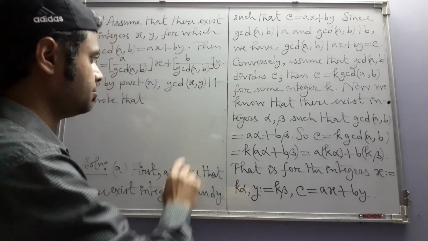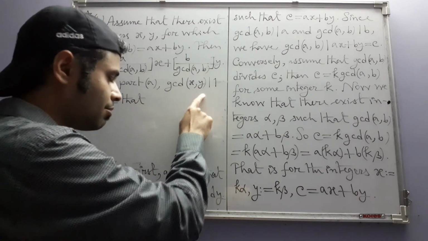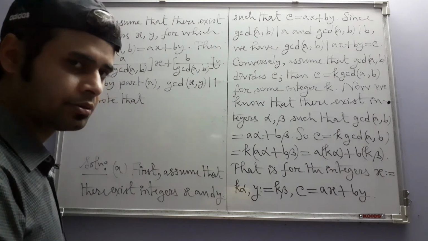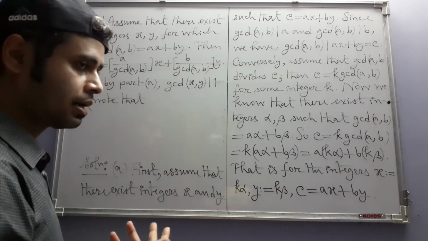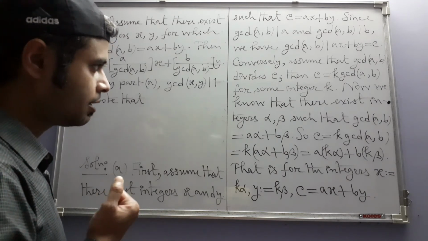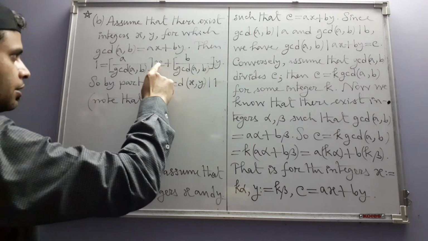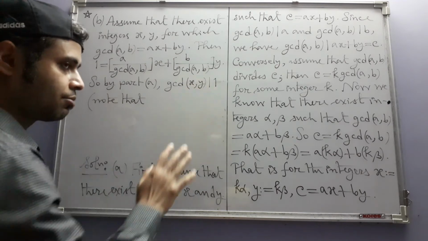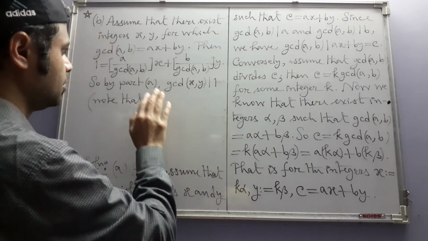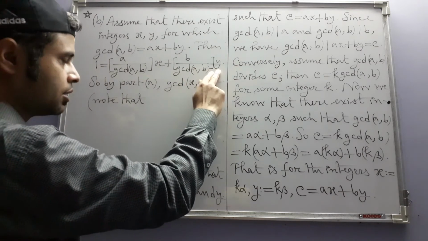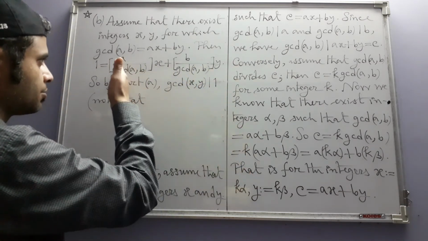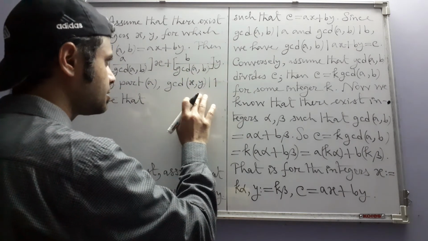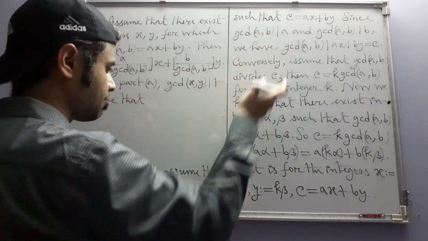However, there is one more thing. GCD of x and y will exist only when at least one of them is non-zero. If both of them are 0, then GCD does not exist. That, however, is not possible, because if both x and y are 0, then that is prevented by this equation. x and y both cannot be 0, because then the right hand side would be 0 and the left hand side is 1. So GCD exists, and hence we are able to apply part A.